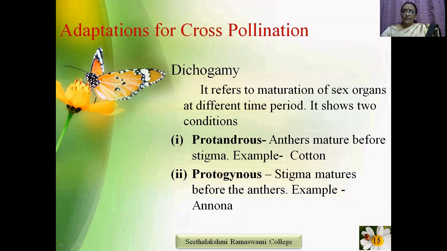The second condition is protogyny, where the carpel or stigma matures first, as in many members of Annonaceae and Magnoliaceae, as well as in arum species. When the stigma is receptive, its own pollen is not ripe, so it has to depend on foreign pollen. That condition where the stigma matures before the anthers, we call protogyny, where self-pollination is not at all possible.